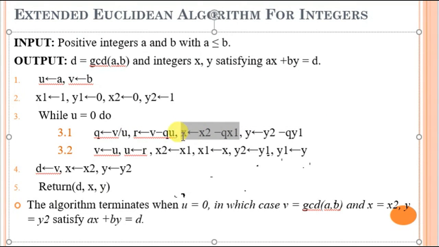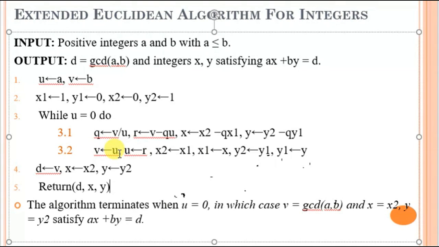x2 minus qx1 is assigned to x, and the value of y2 minus qy1 is assigned to y. Similarly, the value of u is assigned to v, the value of r is assigned to u, and the value of x1 is assigned to x2. Similarly, x is assigned to x1, y1 to y2, and y to y1. And in the fourth step, the value of v is assigned to d, x2 to x, and y2 to y, and the return value is d, x, y.